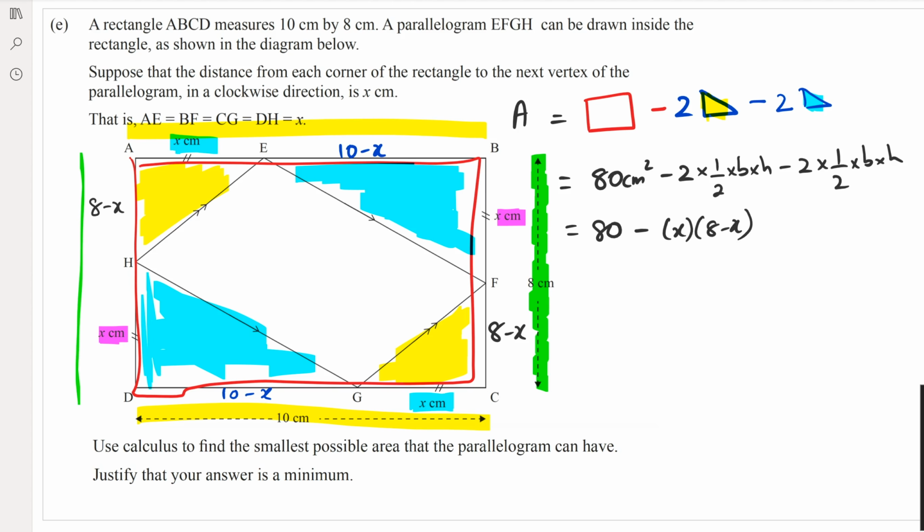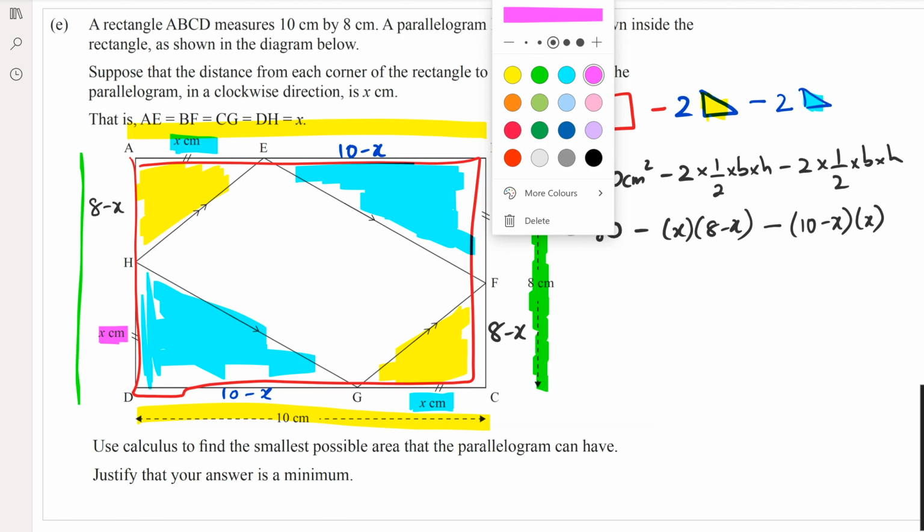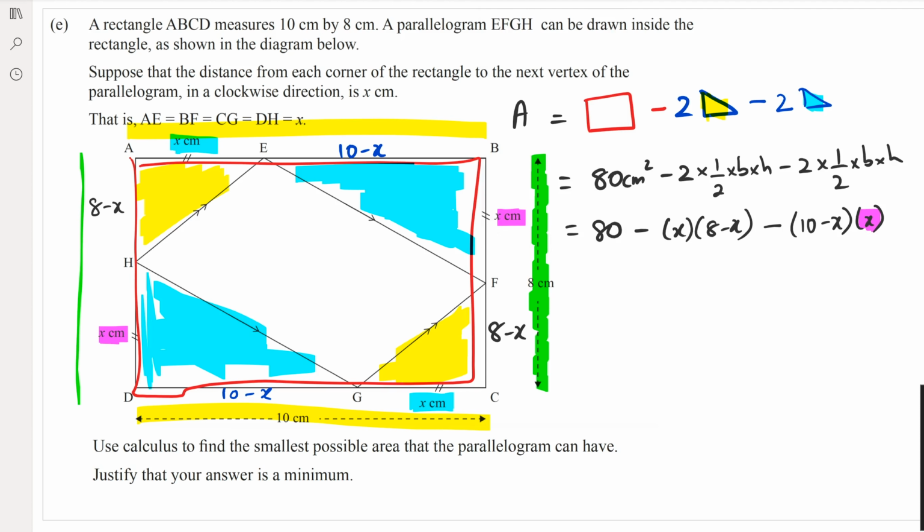All right. And then I've got, again, minus 2 times half is just 1. I look at the blue triangle, the base is 10 minus X multiplied by X, which is its height. Now, just so you can see it in terms of the color notations, I hope you guys can see it. That's where that X comes from. And then the 10 minus X is the blue part. For the yellow triangle, I've actually got X colored this one.